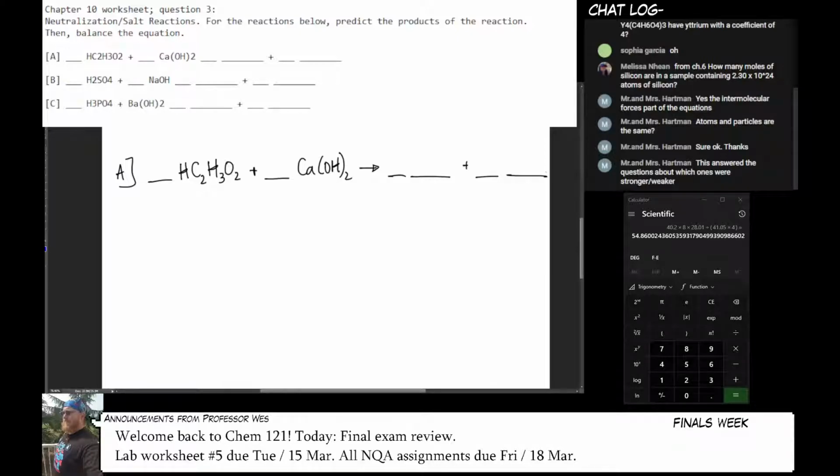All right, so remember what we do with acid-base reactions. First, we have to dissociate all the parts. We just write them all out. And then we've got to find water. So here's a water.